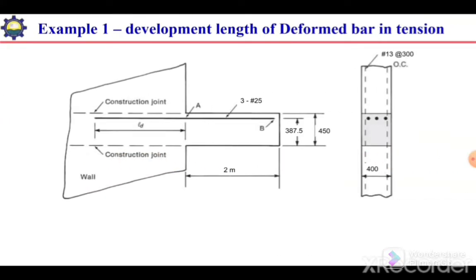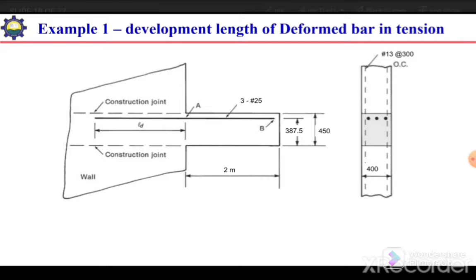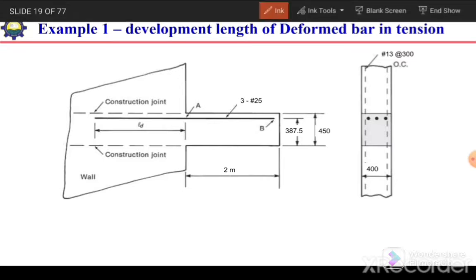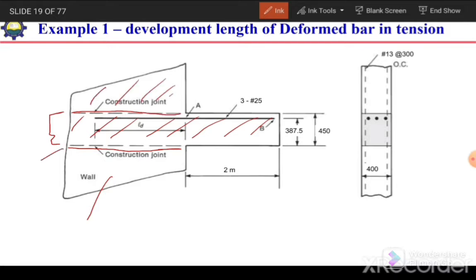So in the example it is explained that we have a wall. This one is wall and a beam is embedded inside this wall. And the construction sequence is like this. First the wall up to this height is constructed, then this beam is constructed, and after that this wall beyond this is constructed. So at these two locations, before the start of beam and after the casting of beam, there is a construction break, so that's why there will be construction joints.